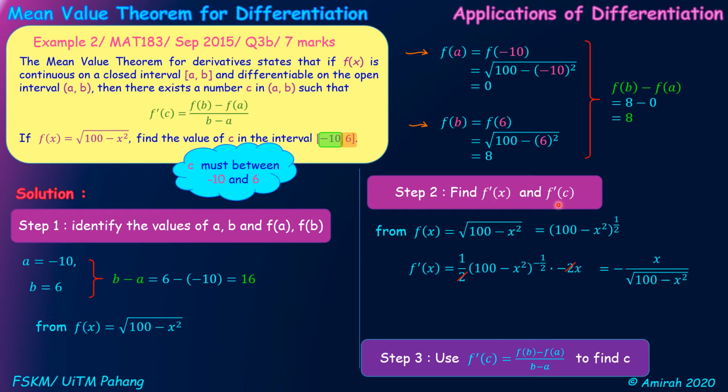Then we can find f prime c. So for our f prime c, we just replace x here by c. So we get negative c over square root of 100 minus, we replace x by c, so we have c squared here. So at this point, we have found the left hand side f prime c, and fb minus fa and b minus a. Then we can continue with step 3, right?